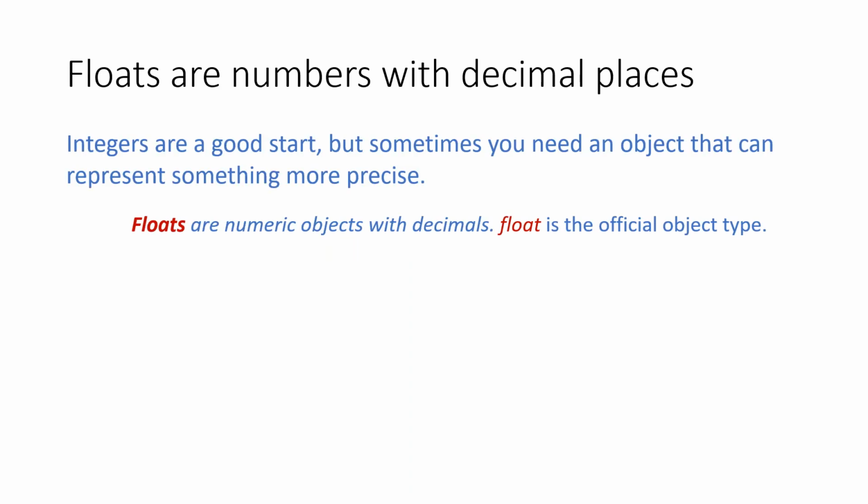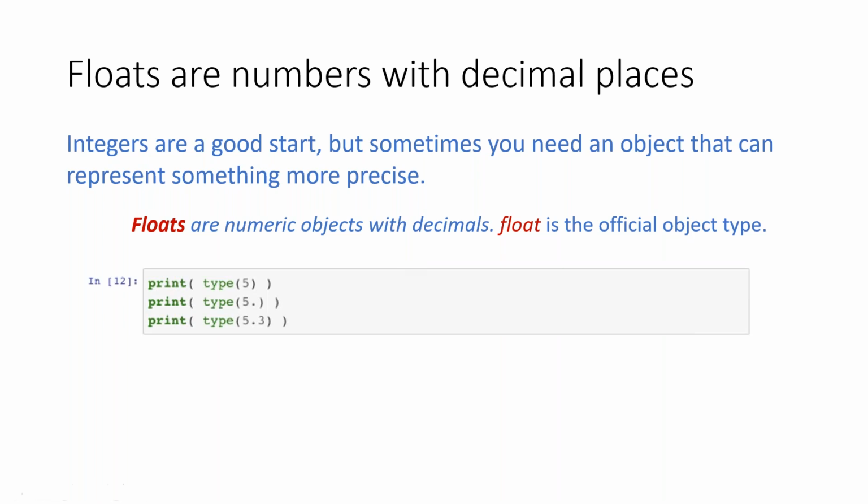Okay. So the second numerical type is floats. Floats are numbers with decimal places; integers are without decimals. Anyway, these are not rocket science, but because we have to cover them, I'm covering them. Sometimes you need an object that can represent something more precise, so floats are used. Float is the official object type. If you give Python 5.3 and type check it, it will give float. Only 5, then it is int.